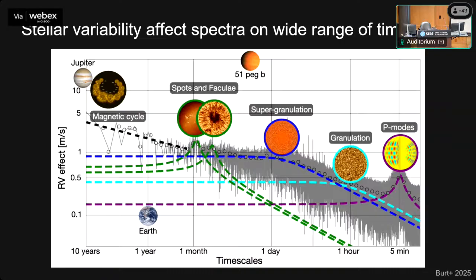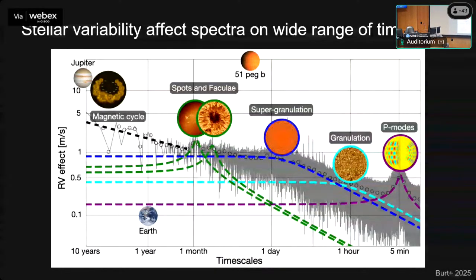So p modes have a short time scale. They're relatively easy to average over. Activity cycles are so long. They're probably a nuisance, but probably not a killer, for the longest, for the planets in the habitable zone will be much less than the activity cycle for most sun-like stars.